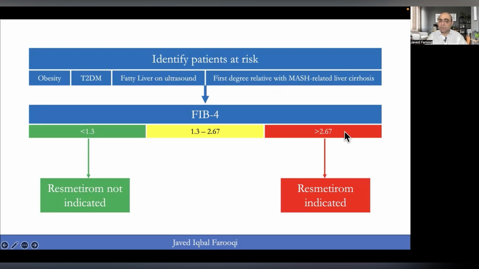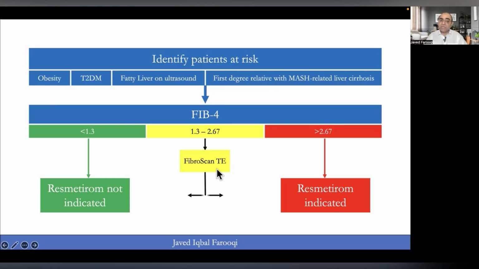So this is simple. Less than 1.3, green group, resmetirom not indicated, follow-up is indicated. More than 2.67 FIB-4, resmetirom is indicated. What about the yellow group? That is the FIB-4 between 1.3 and 2.67. In this case, you check FibroScan.